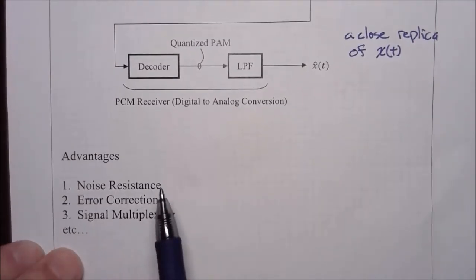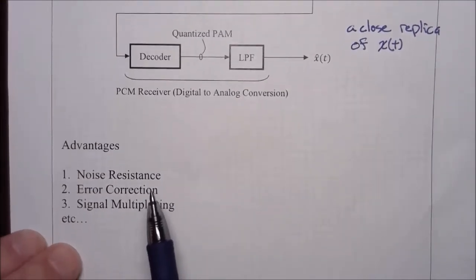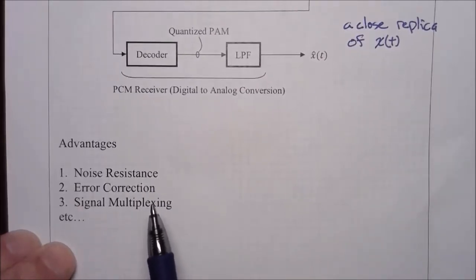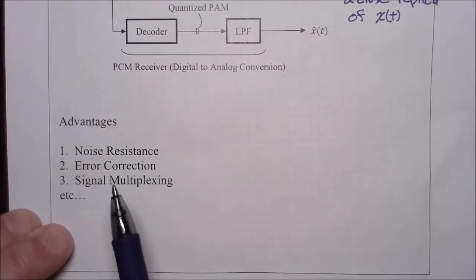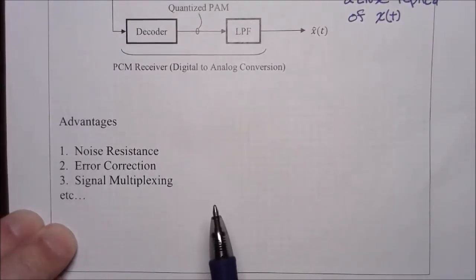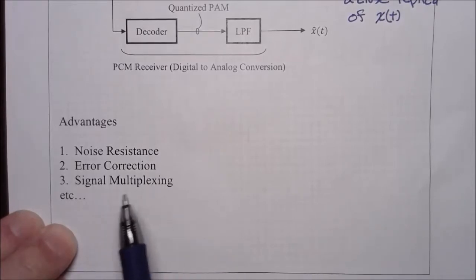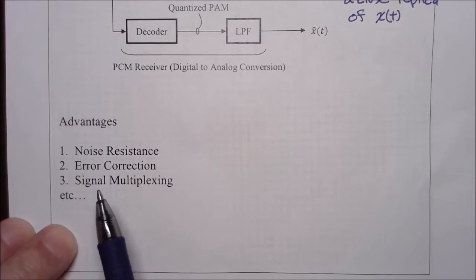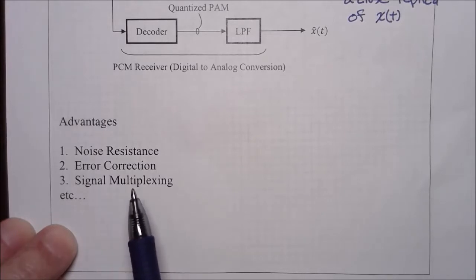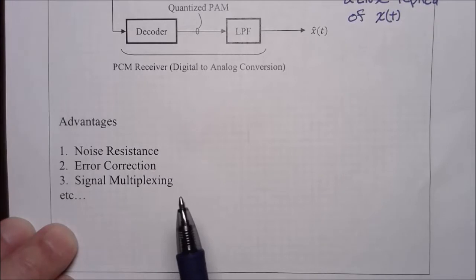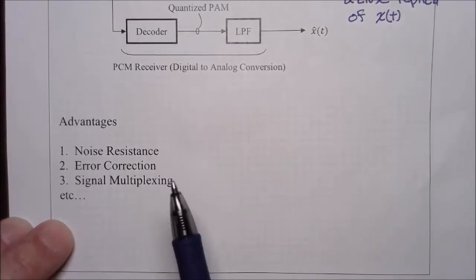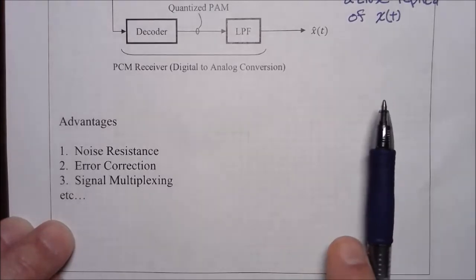So that's noise resistance. There are ways to encode the information so that errors can be corrected. That is an advantage as well. And as we saw with our exercise in the last presentation, signals can then be multiplexed using time division multiplexing, and this allows even more information to be transmitted on common channels.